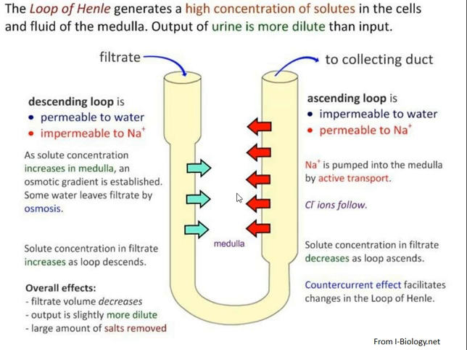So we've said the solute concentration in the filtrate decreases as the loop goes up, and as the solute concentration increases here in the medulla, we've got an osmotic gradient being produced. As the filtrate comes down in here, water is going to move by osmosis into the medulla. So you've got water leaving here and sodium leaving over here.